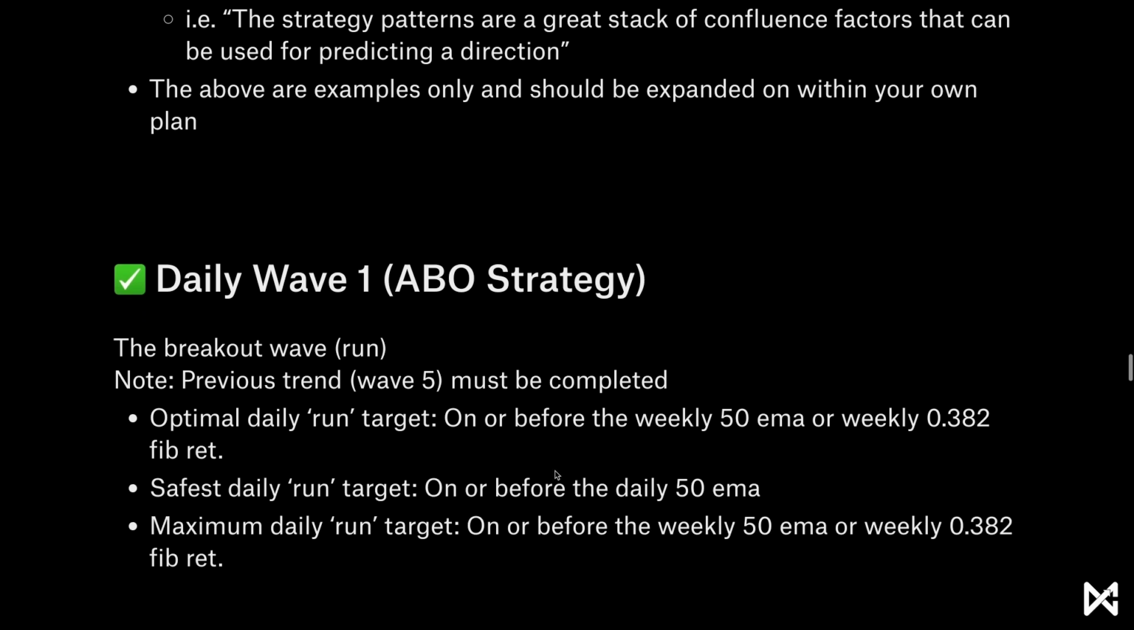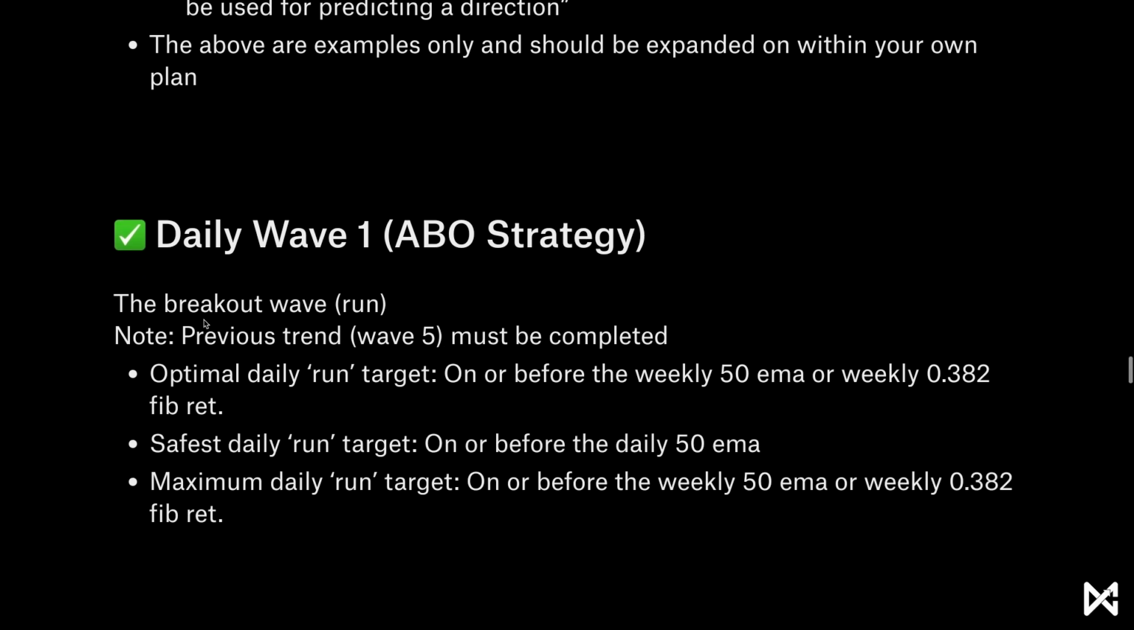And then I go further, right? So daily wave 1, this is the breakout wave, right? Note, previous trend, wave 5 must be completed for me to execute on a daily wave 1, right? And then I just do, what is my optimal target? This is your target range for a wave 1. That's how I have it laid out. So my optimal target for a wave 1 would be the weekly 50 EMA or 0.32. Safest target would be the daily 50 EMA. Maximum target would be, again, same as the optimal for this specific wave, right?